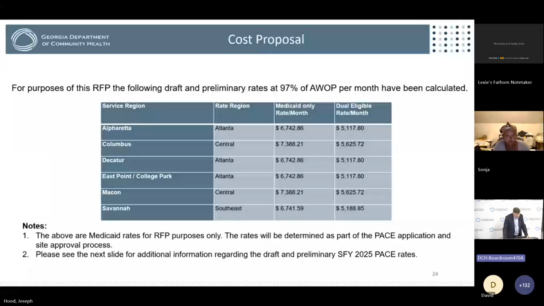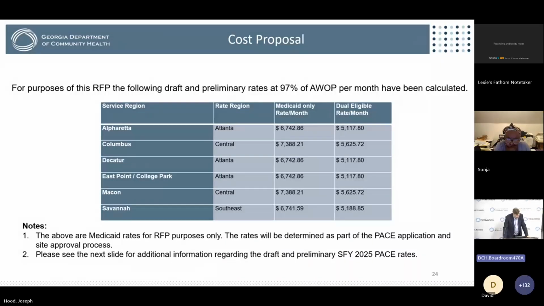So with that, for the purpose of the RFP, the following draft and preliminary rates are set at 97% of the amount that we would otherwise pay per month and have been calculated as identified below. I'm not going to read through these, but these are the areas that we anticipate we're going to have in our request for proposal initially. You can see that's why we have them set forward for Atlanta, Central, and Southeast. And then we have them for Medicaid only, and then for dual eligible. So the rate will differ depending upon if the member is dual eligible or if they're a Medicaid only member.